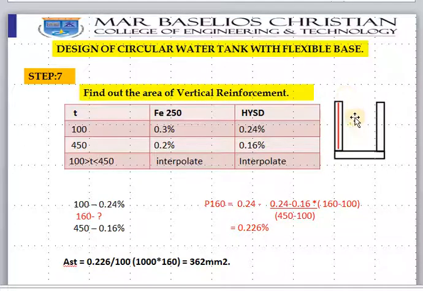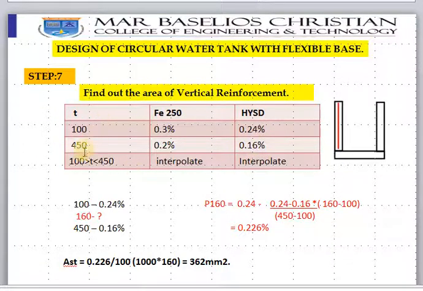Since this wall doesn't carry any bending moment, because this is a flexible joint here, and the water movement comes, it tries to move away actually. So in that case, this is the minimum reinforcement required for a 100 mm thickness. If you are using Fe 415 HYSD steel, 0.24 percentage, and for 450 thickness wall it is 0.16.